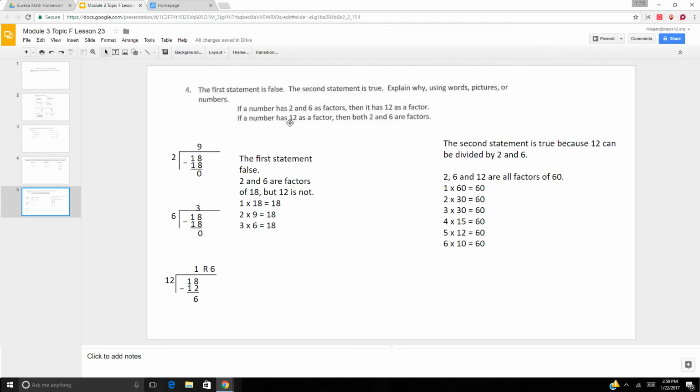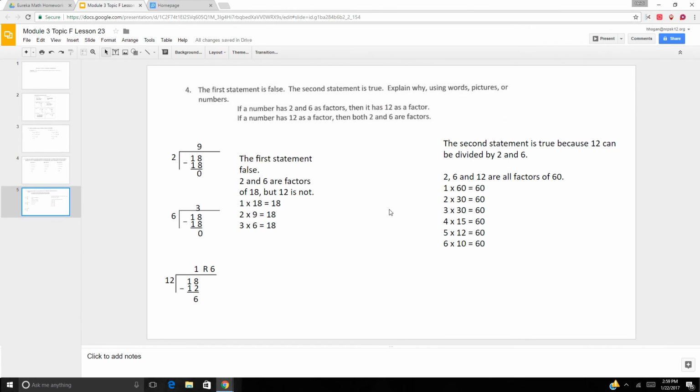If a number has 12 as a factor, then 2 and 6 are factors. So 2 and 6 doesn't mean 12 because 18 shows us 1 times 18 is 18, 2 times 9 is 18, 3 times 6 is 18, but 12 is not a factor. The second statement is true because 12 can be divided by 2 and 6. 2, 6, and 12 are all factors of 60 because 2 times 30 is 60, 6 times 10 is 60, and 5 times 12 is 60.